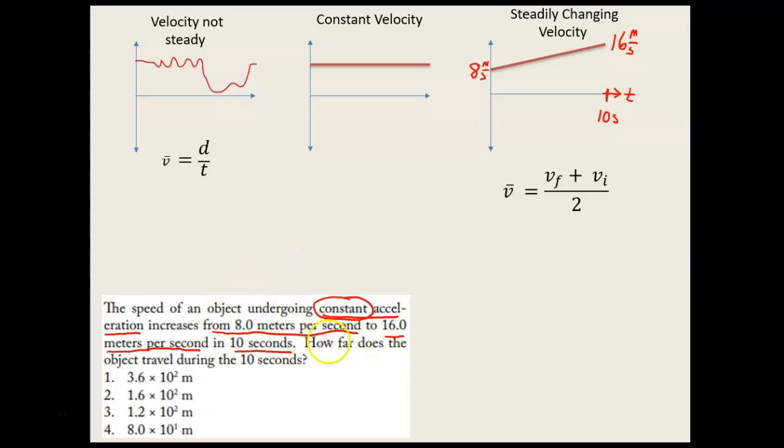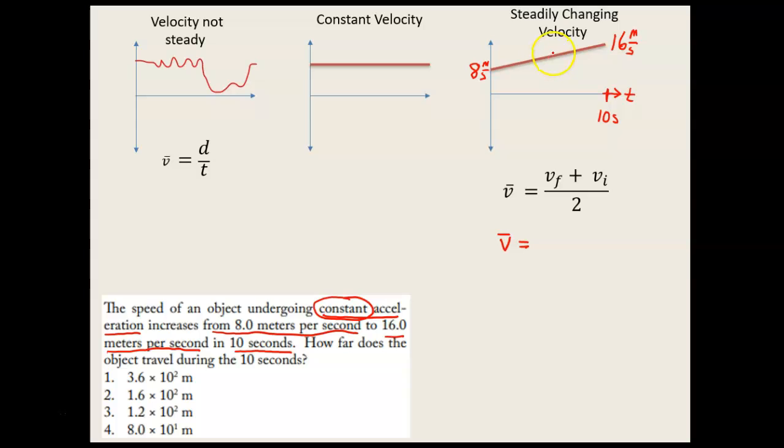Okay, how far does the object travel during this 10 seconds? So we want to know distance. Well, we know distance equals average velocity times time. This relationship holds for all situations. We just have to figure out our average velocity. So our average velocity is our starting velocity plus our ending velocity. So 8 plus 16 would be 24, divided by 2 would be 12. Our average velocity, 12, is right in the middle of 8 and 16.